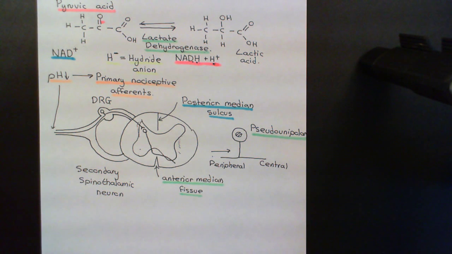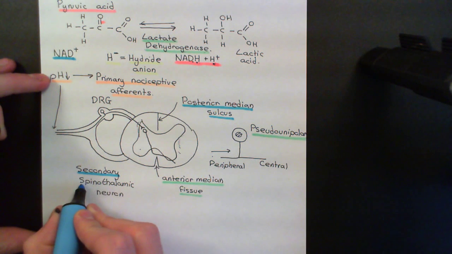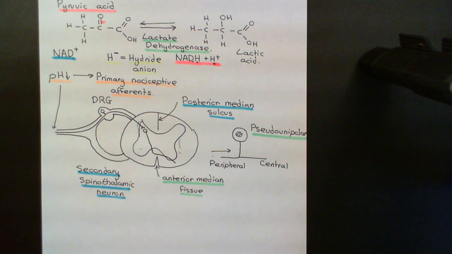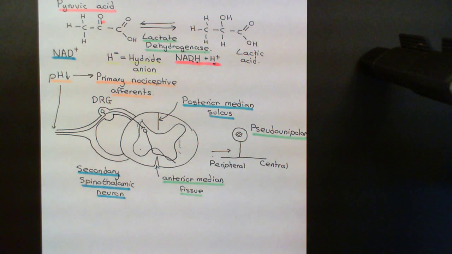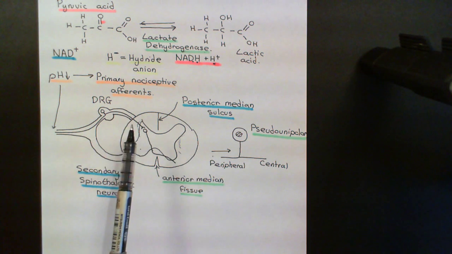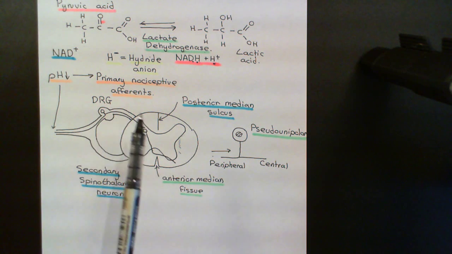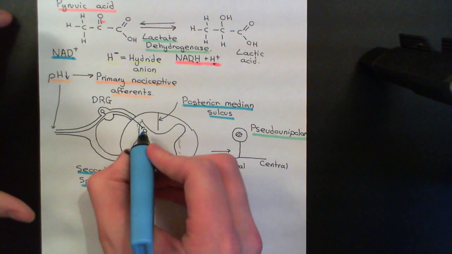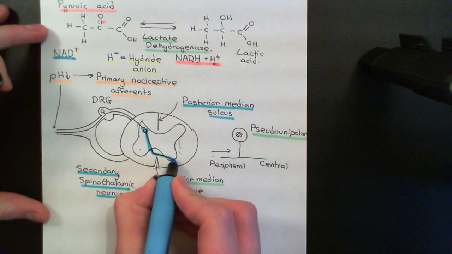Okay, right, so we want to try and explain then the phenomenon of referred pain to the left shoulder. Well, the phenomenon of referred pain to the left shoulder occurs because of this synapse here. So it is not the case that there is a one-to-one correspondence between primary nociceptive afferents and secondary spinothalamic neurons. Okay, so each of these primary nociceptive afferents, and I'm going to colour them in separate colours.